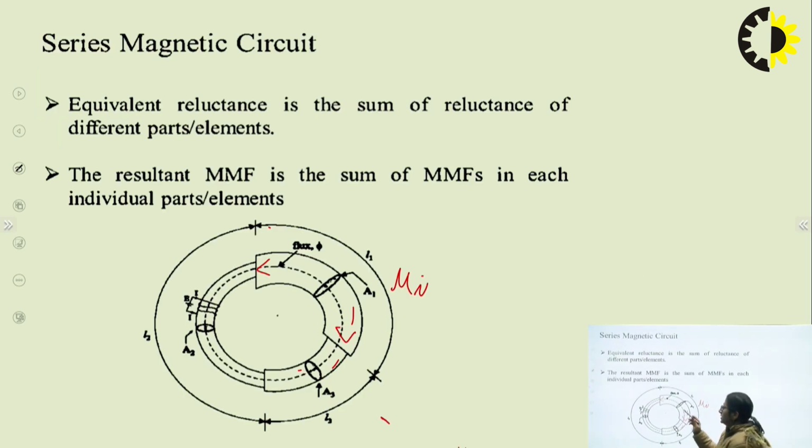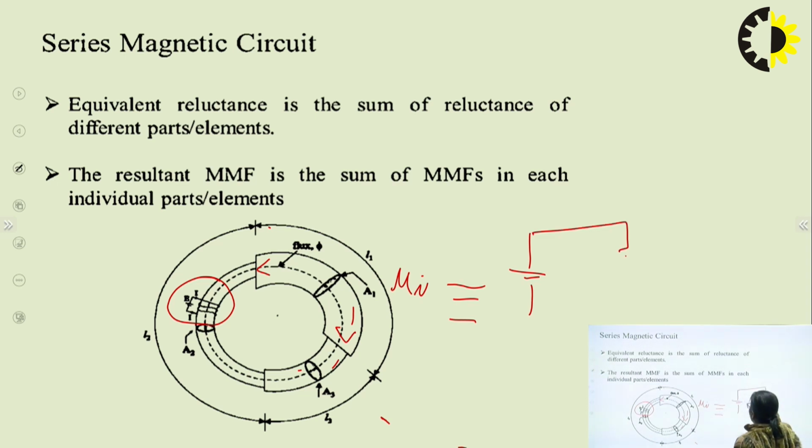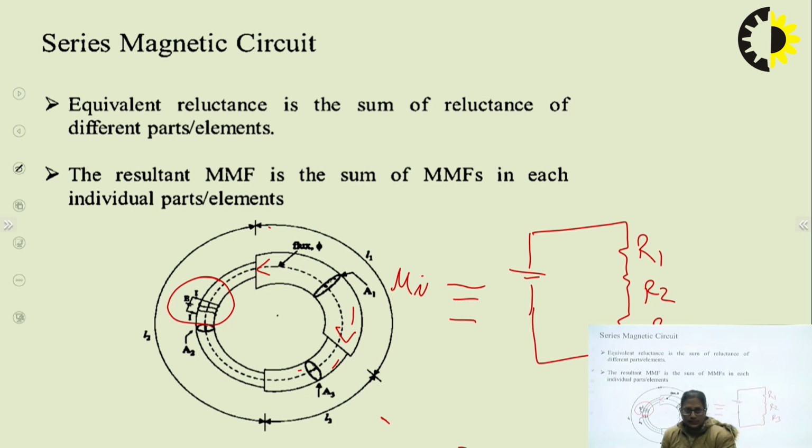Right? How can I represent it? It's with an electrical equivalent. The source is single. I'm having a single source of MMF. That means I'll be having a single battery. Right? But how many reluctances? No air gap. So I'm having now three reluctances, equivalent R1, R2, R3. That will be shown by three resistances, right?